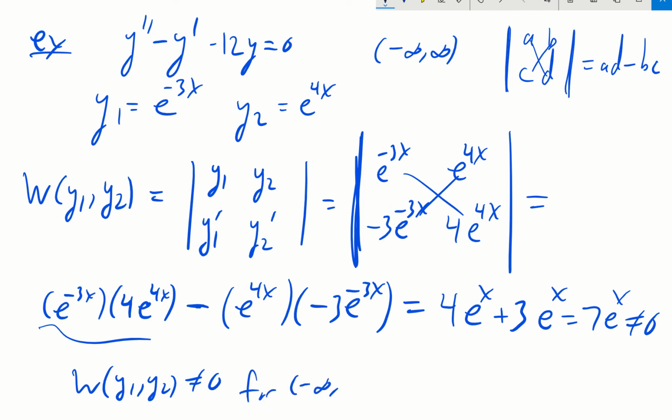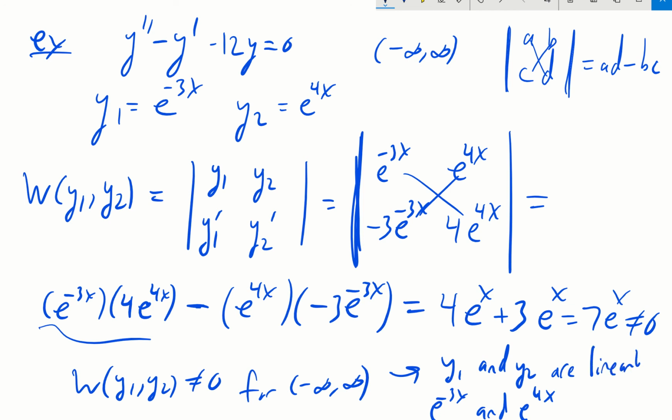In particular, it's non-zero on the real numbers, which implies that y1 and y2, so the functions e to the negative 3x and e to the 4x, are linearly independent. So those functions are going to be linearly independent.